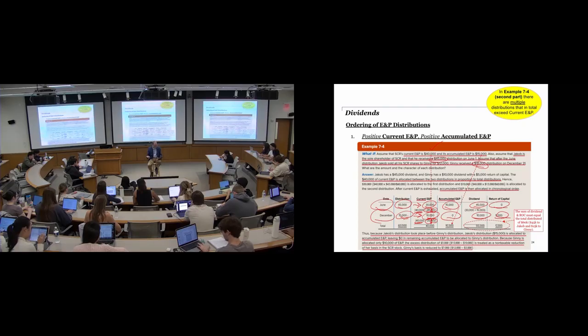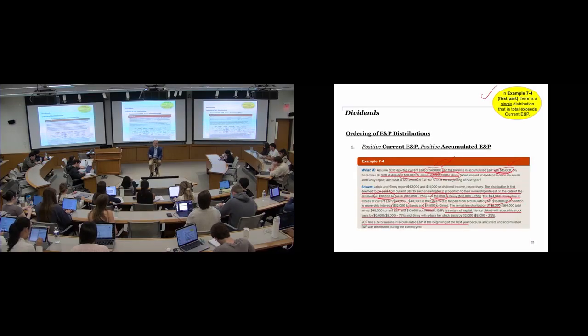So, because Jacob's distribution took place before Jenny's, Jacob's distribution of 15 is allocated to accumulated E&P, leaving 0 remaining for Jenny. If Jenny is only allocated 10 of E&P, the excess of the amount distributed, 5, has to be a non-taxable return of basis. Her basis comes down from 12,000 that it started, minus the 5 that was distributed on this distribution, to 7.